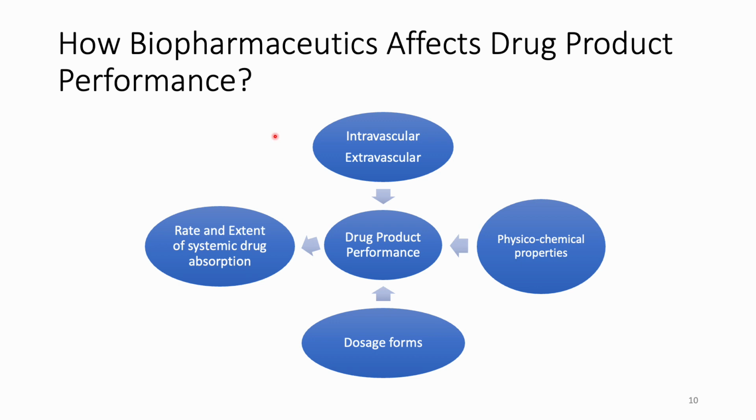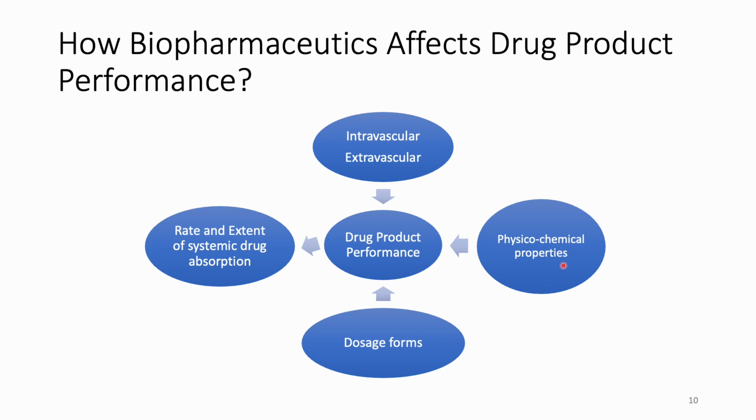So how can biopharmaceutics affect the drug product performance? As we know, biopharmaceutics is the study of the interrelationship between the physical and chemical properties of the drug in the drug dosage forms and the routes of administration, and the rate and extent of the drug absorbed into the systemic circulation. So the dosage form style, like solid, semi-solid, or liquid, can affect the drug product performance.